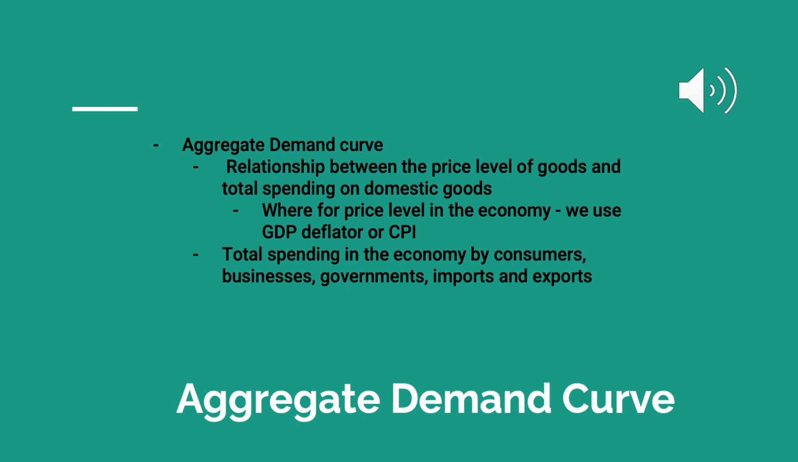The aggregate demand curve shows the relationship between the price level of goods and total spending on domestic goods, where for the price level in the economy, we use a GDP deflator or a CPI. It basically measures total spending in the economy, including consumers, businesses, governments, and net exports.